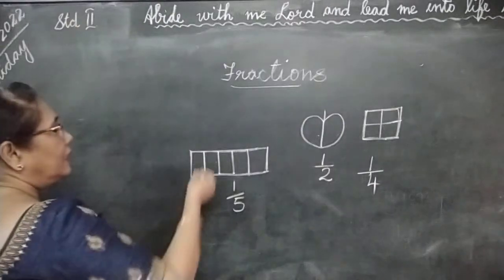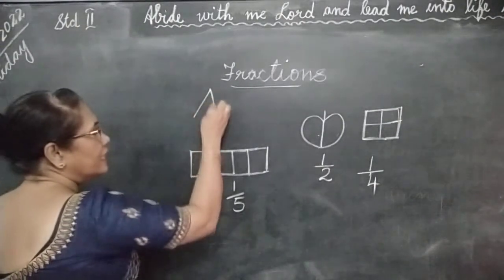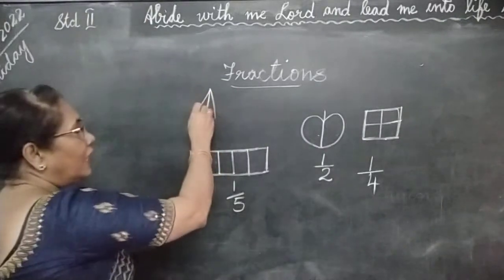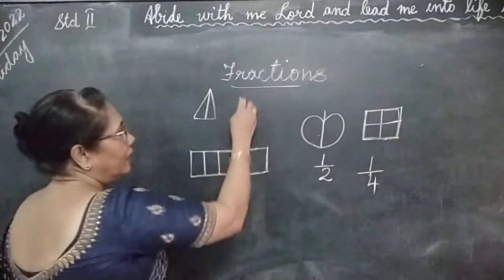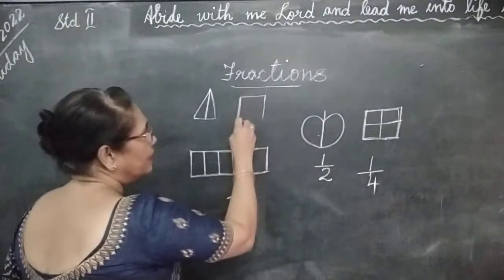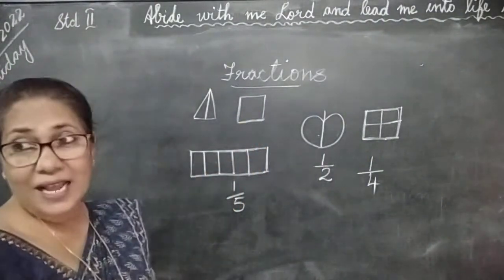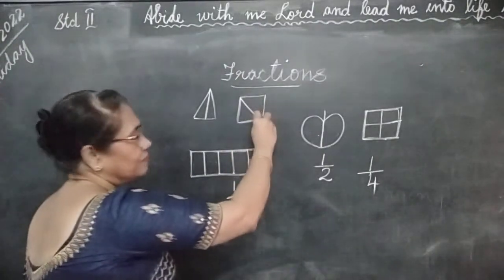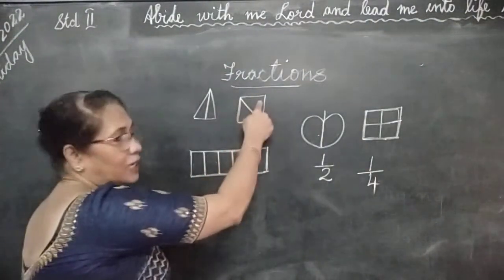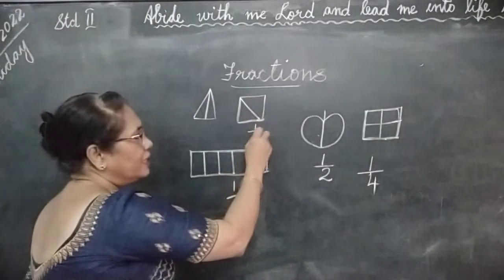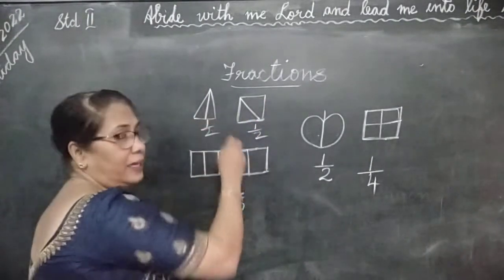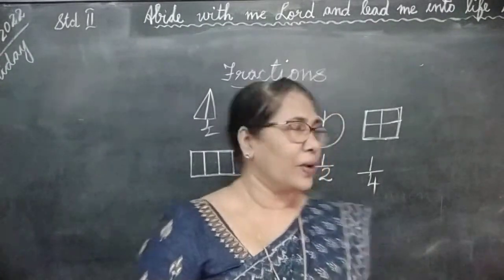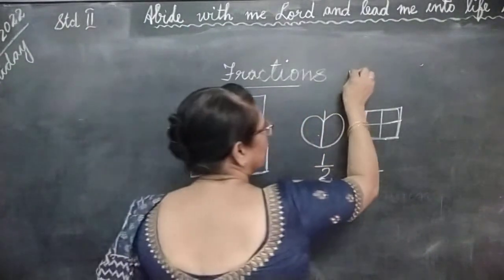Now here a triangle is given and it is divided into half. The next picture, what is it? A square that is also divided into half. Isn't it? Two halves. That is 1/2. This is also 1/2. You got it? Okay.